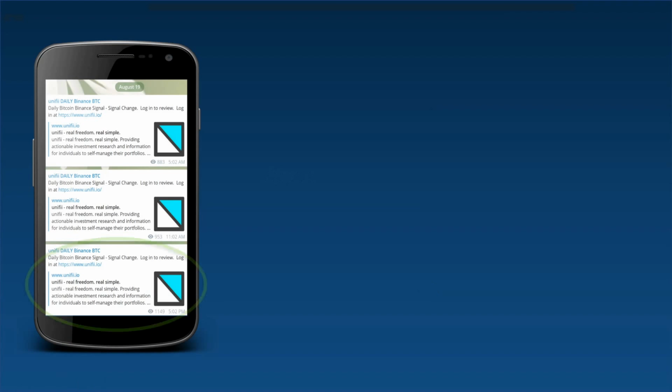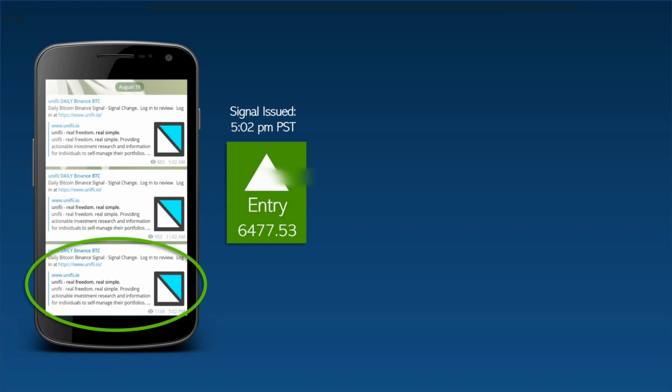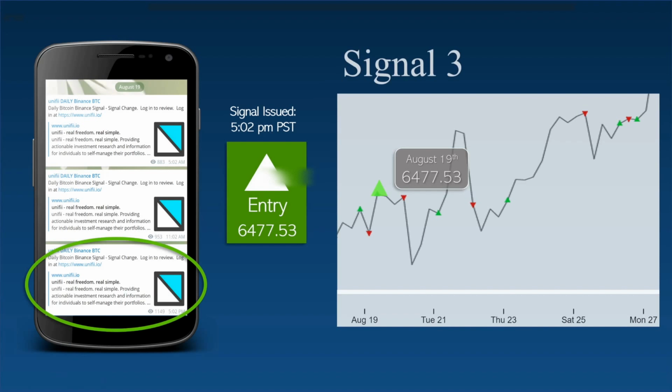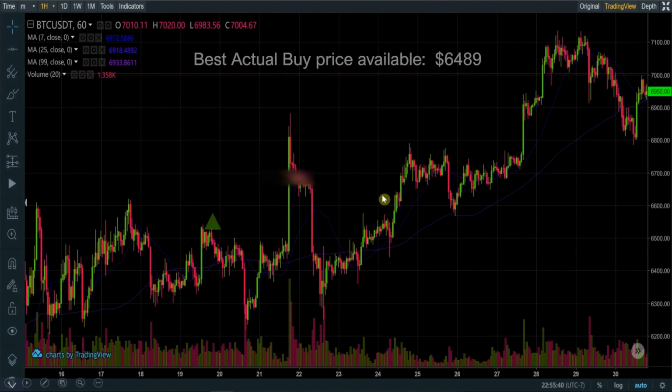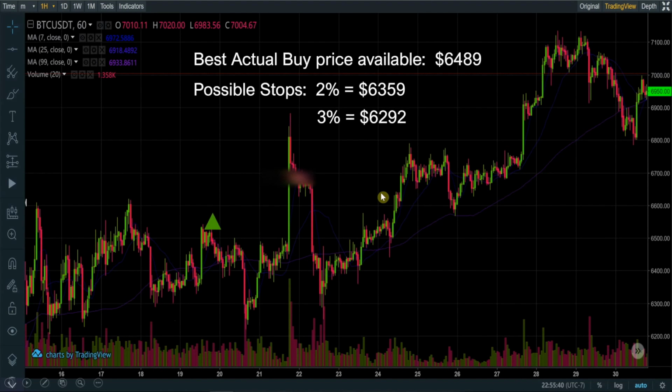Next, we got a buy happening. Buy 64.77. Shows it up here. Again, the stop loss is 2 and 3%. 63.59. 62.92.